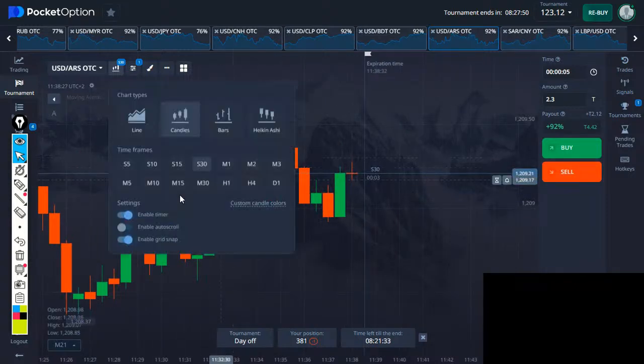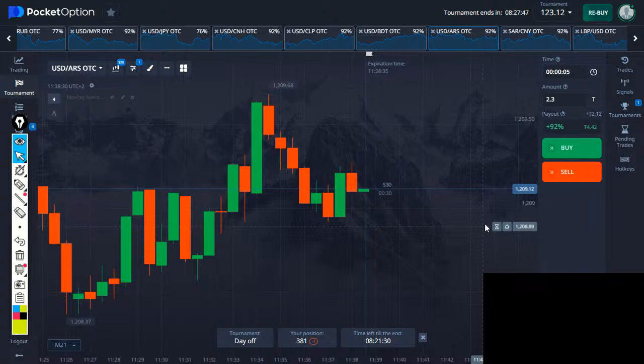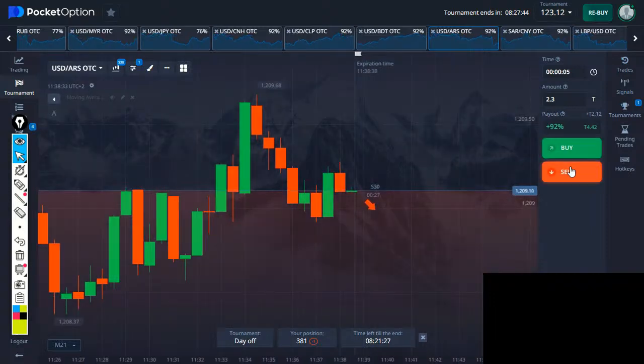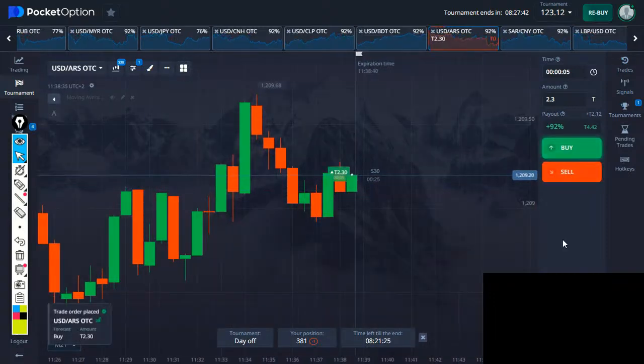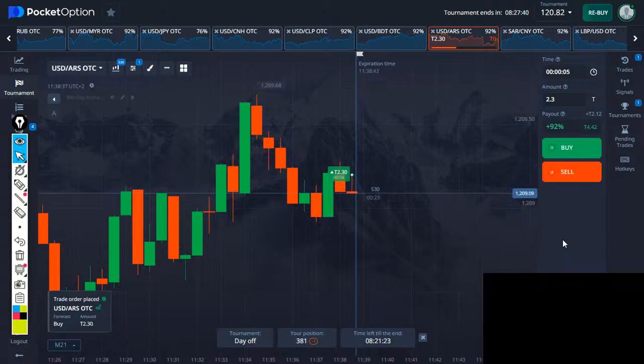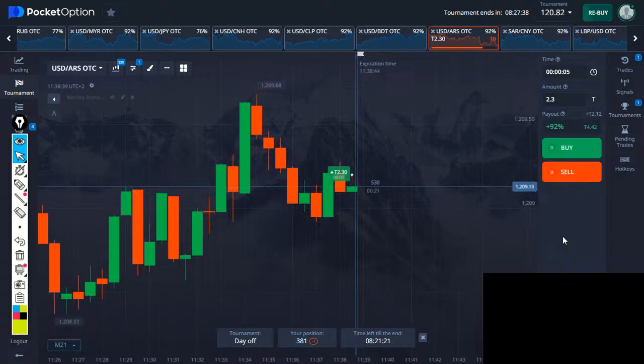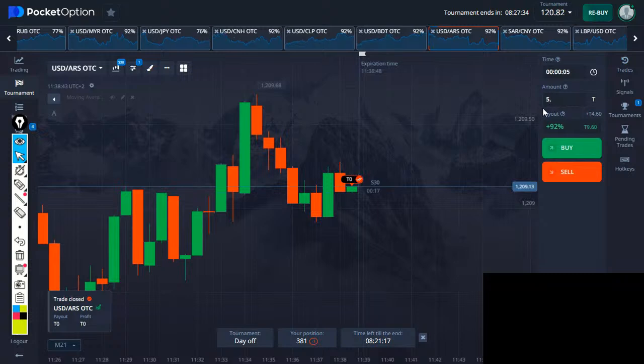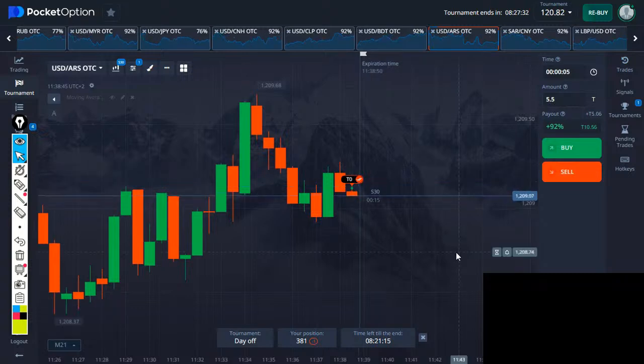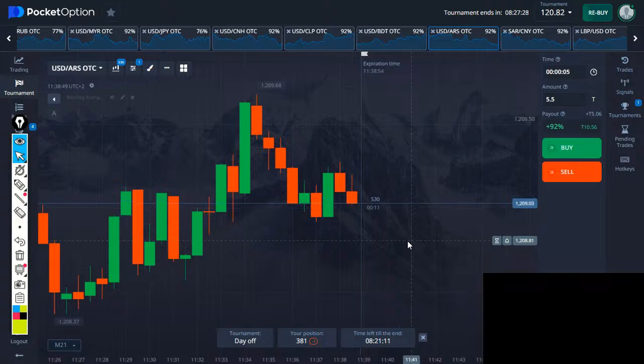Let me activate the auto scroll since I'm not doing any kind of technical analysis. Okay, we have green. Nope, green, powerful green. We go for a buy. Pull back on us. Okay, so we adjust to the third trade amount, 5.5. And let's wait for the next candle open.